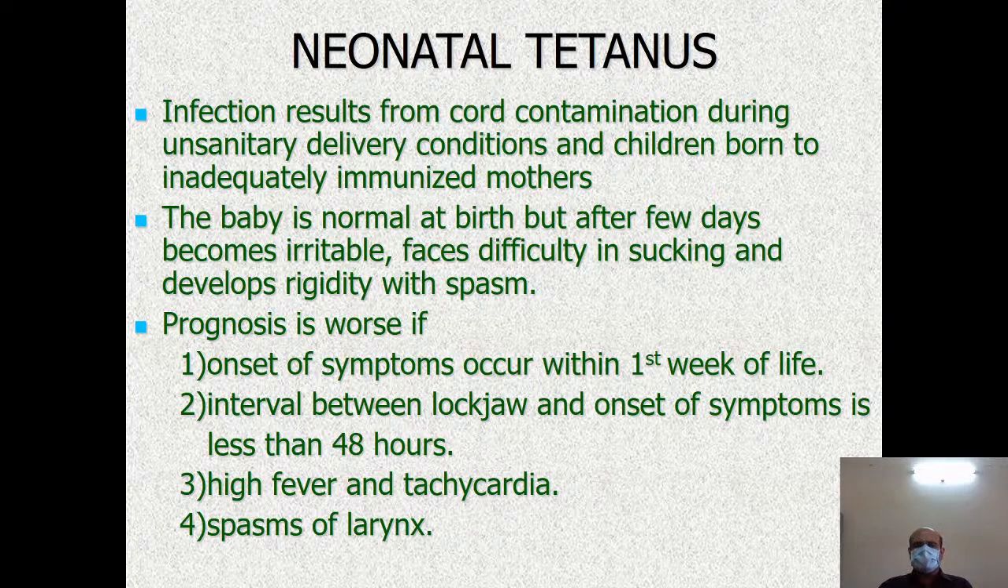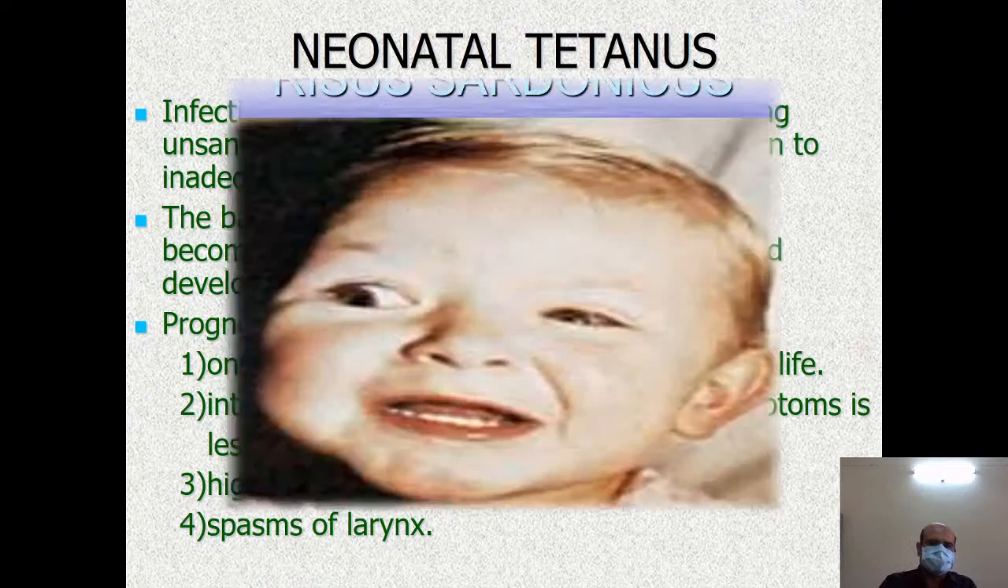The baby is normal at birth, but after a few days becomes irritable, faces difficulty in sucking, and develops rigidity with spasm. Prognosis is worse if onset of the symptoms occurs within the first week of life. The interval between lockjaw and onset of symptoms is less than 48 hours. There is a high fever, tachycardia, and spasms of the larynx.